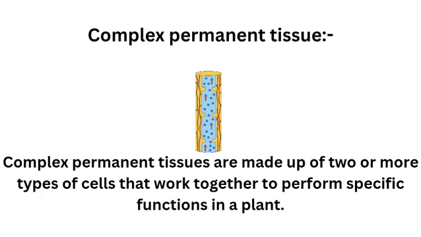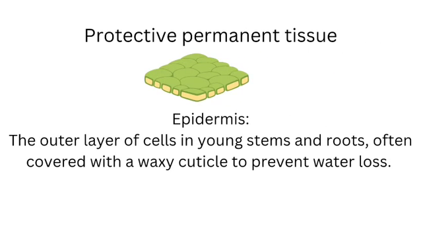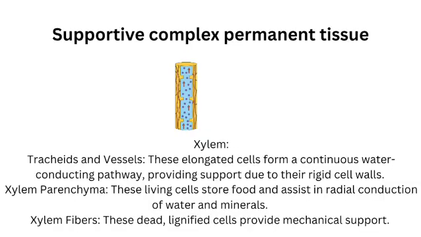Complex permanent tissue. Complex permanent tissues are made up of two or more types of cells that work together to perform specific functions in a plant. Protective permanent tissue. Epidermis. The outer layer of cells in young stems and roots, often covered with a waxy cuticle to prevent water loss. Supportive complex permanent tissue.